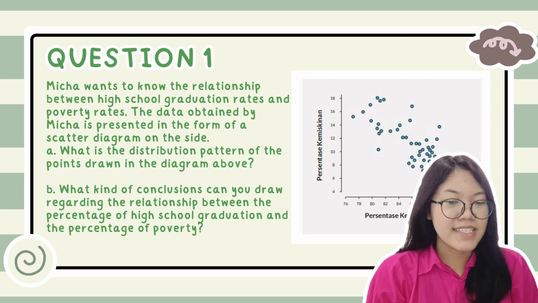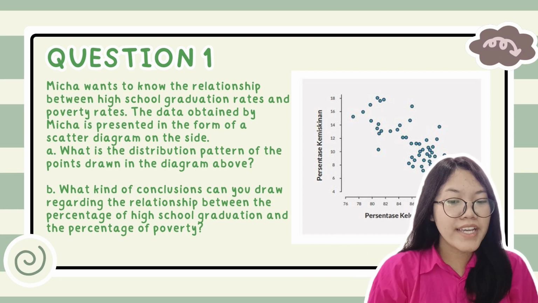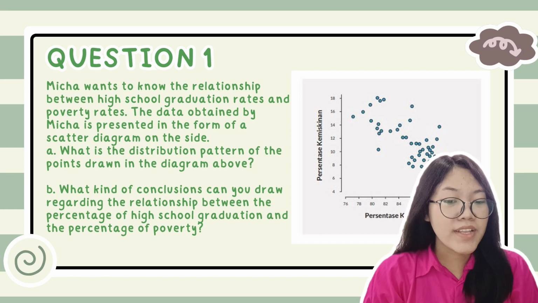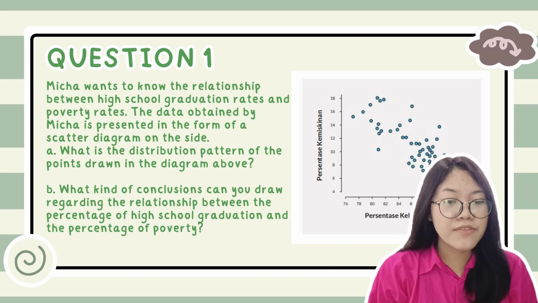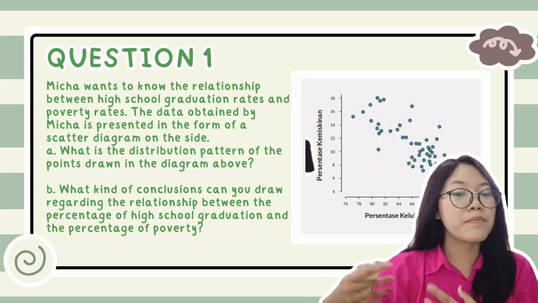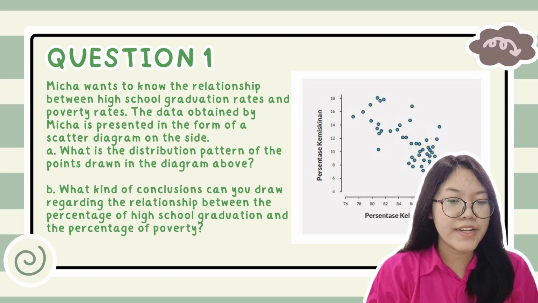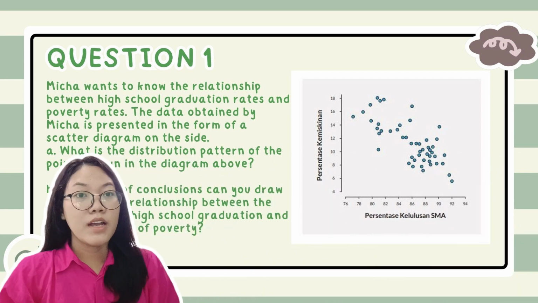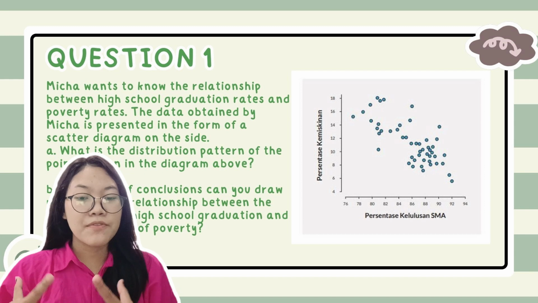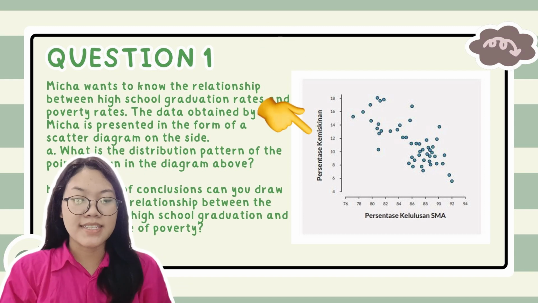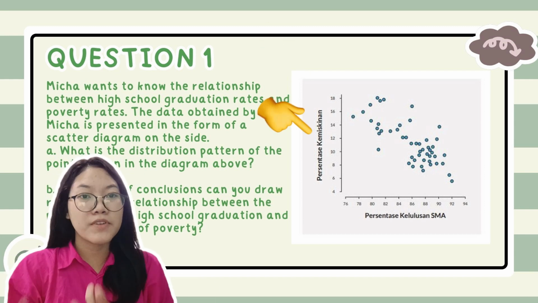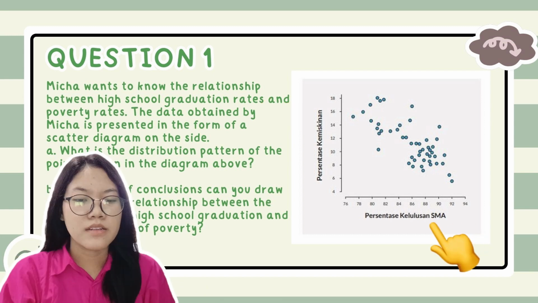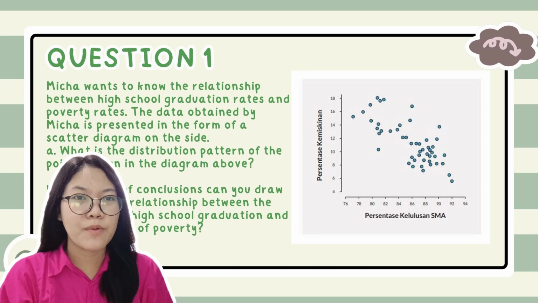A. What is the distribution pattern of the points drawn in the diagram above? And B. What kind of conclusion can you draw regarding the relationship between the percentage of high school graduation and the percentage of poverty? Okay, so we can see from the picture that the y-axis is the percentage of poverty and the x-axis is the percentage of graduation. Okay, we will discuss question number 1.